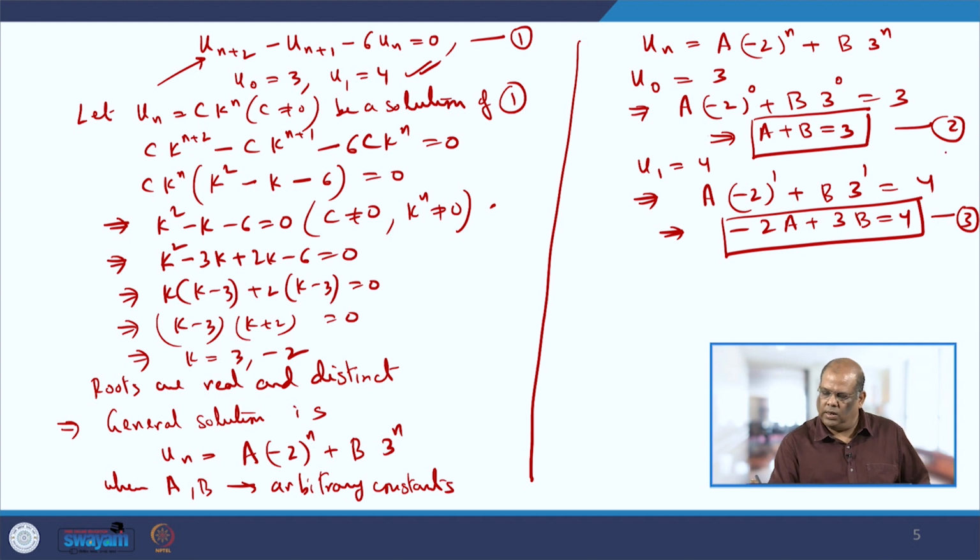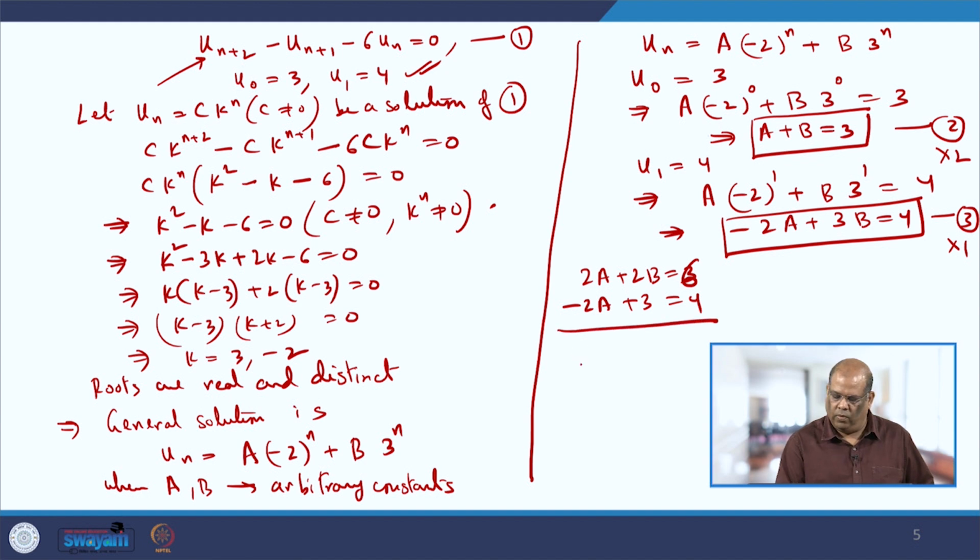So we multiply this equation by 2 and this equation by 1 and add them. So we get 2a plus 2b equal to 6, and minus 2a plus 3b equal to 4. If you add, this is 5b equal to 10, which implies b equal to 2.